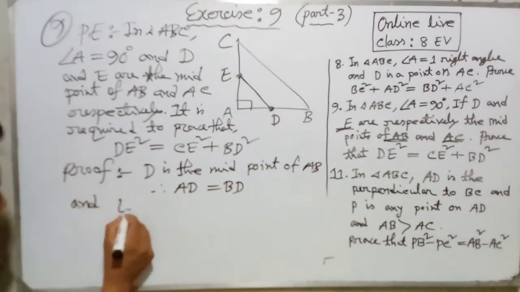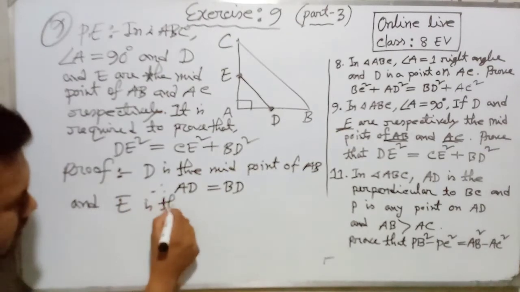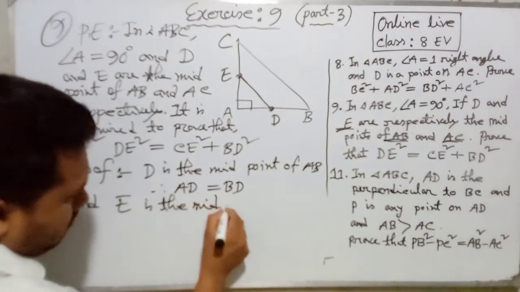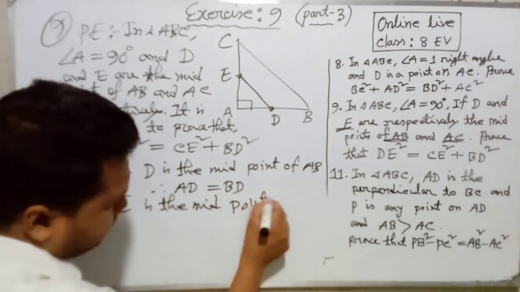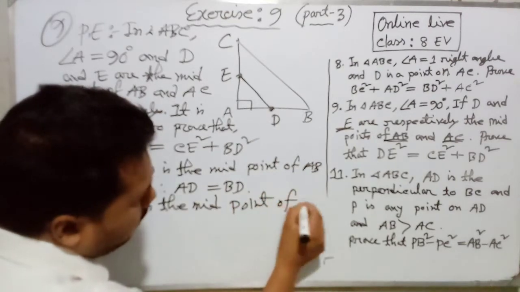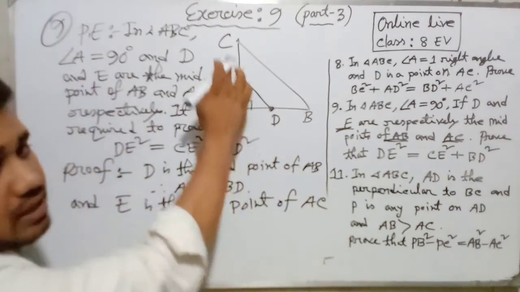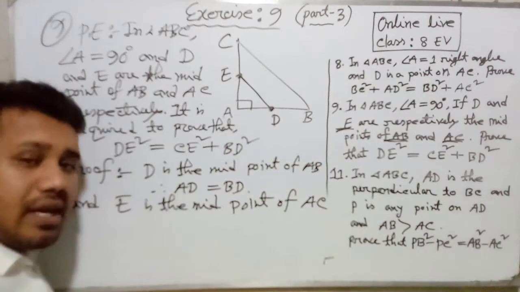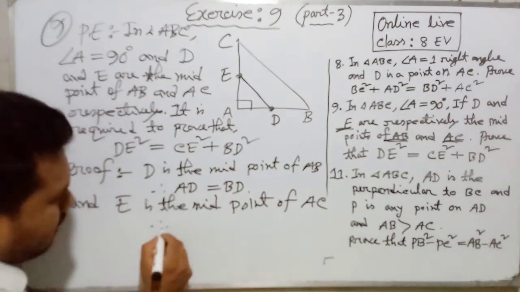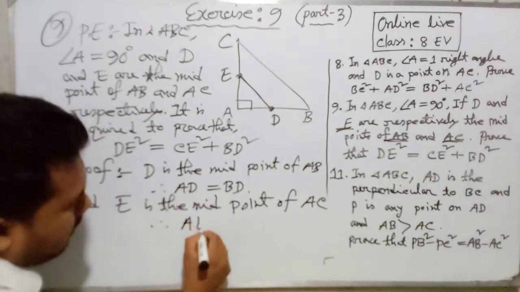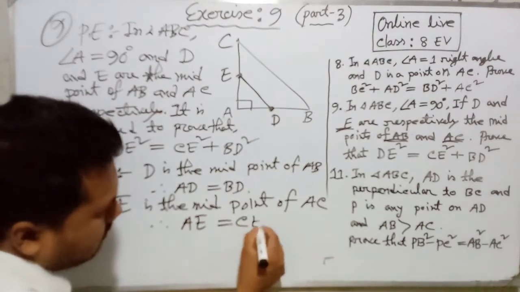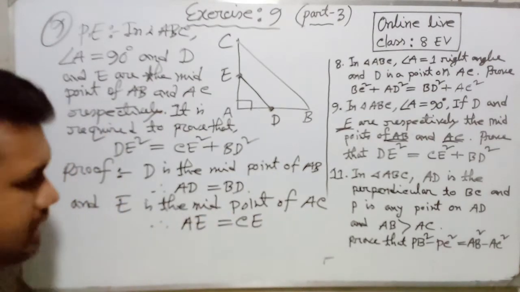And E is the midpoint of AC. So here we can write AE equal CE. Clear, dear students?